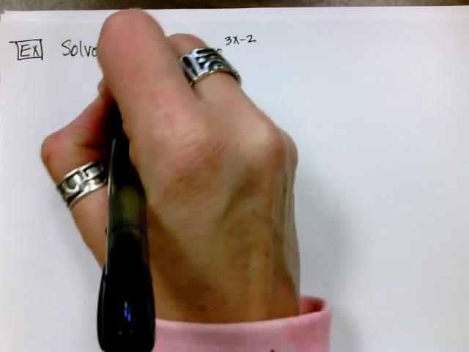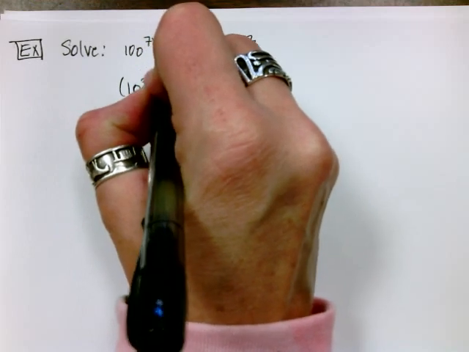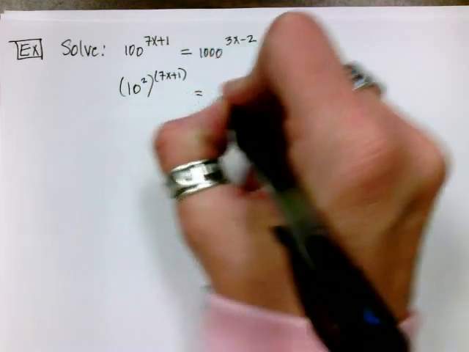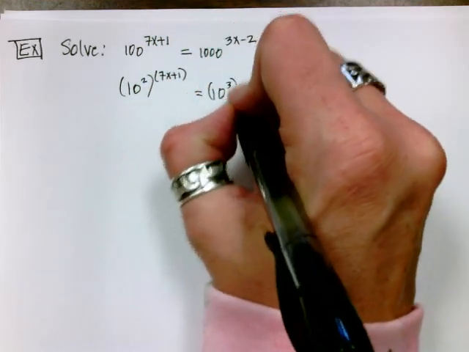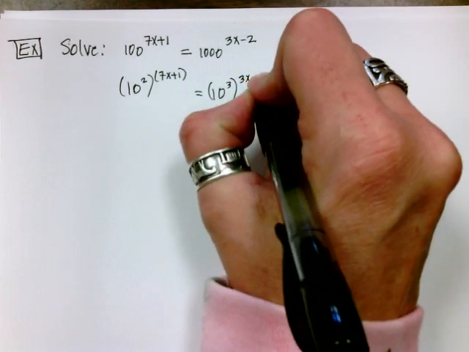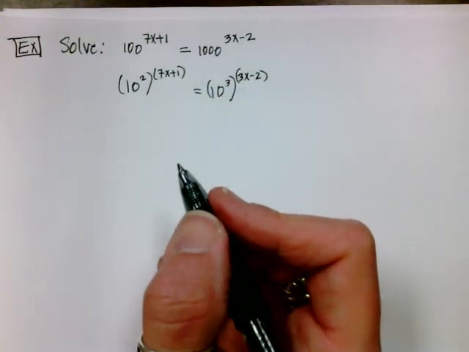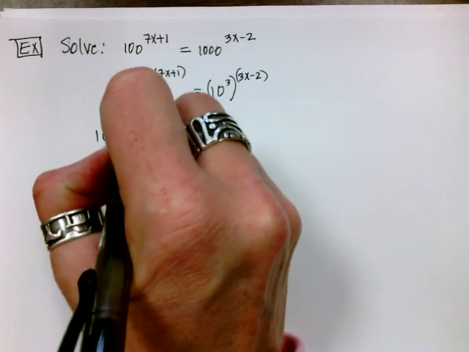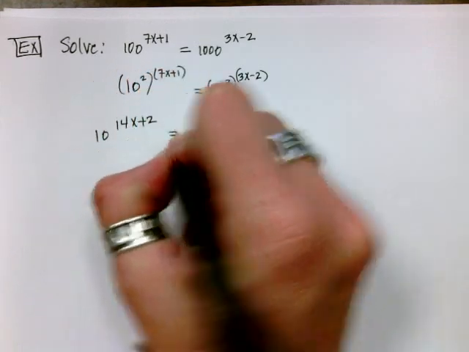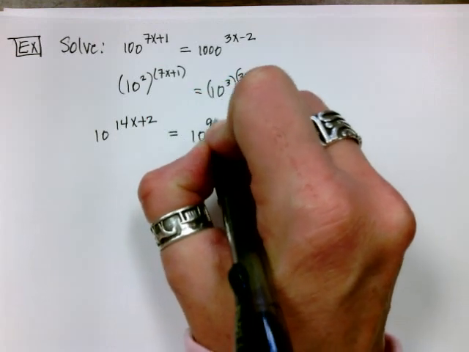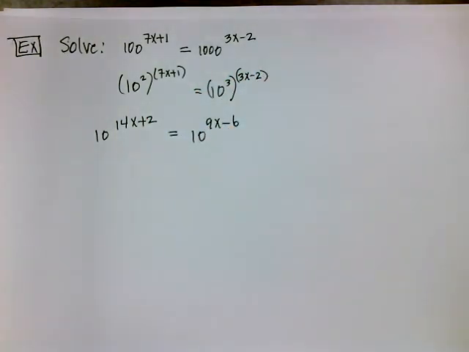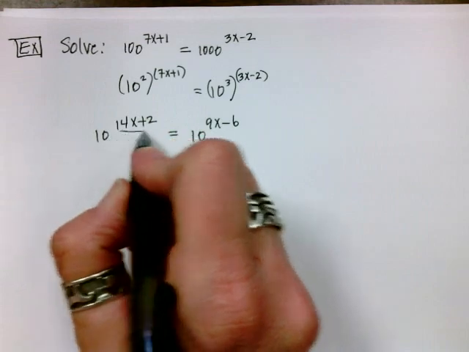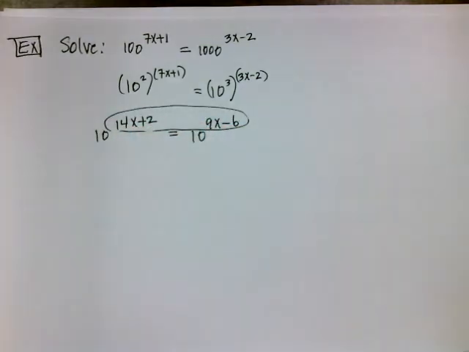So I'm going to do 10 to the second times the 7x plus 1, and then 10 to the third raised to the 3x minus 2. Power to a power is multiply, so I'm going to get 10 to the 14x plus 2 is equal to 10 to the 9x minus 6. Bases are the same. Solve the baby equation at the top.